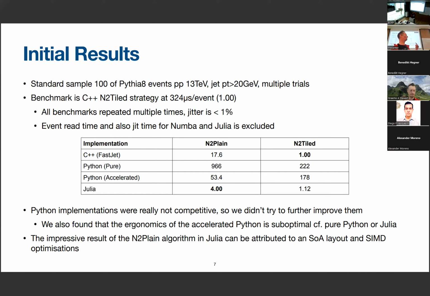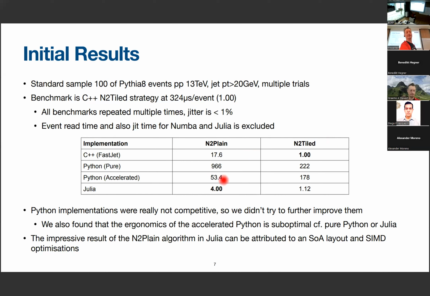And we did not include the time to read the events from HepMC3 format or the time to JIT for Numba and Julia. So we're really measuring the runtime of the algorithm once everything's been prepared. And you can see that for the plain algorithm here, actually the best implementation was the one in Julia. It was significantly faster than the implementation in FastJet.